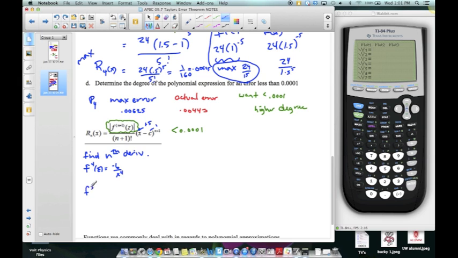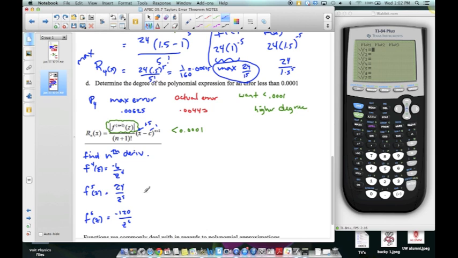If we take a look at the fifth derivative, that is our 24 over z to the fifth power. Let me correct the one above it, because this should be a z: z to the fourth power. And let's take a look at our sixth derivative. Our sixth derivative is going to be negative 120 over z to the sixth power.